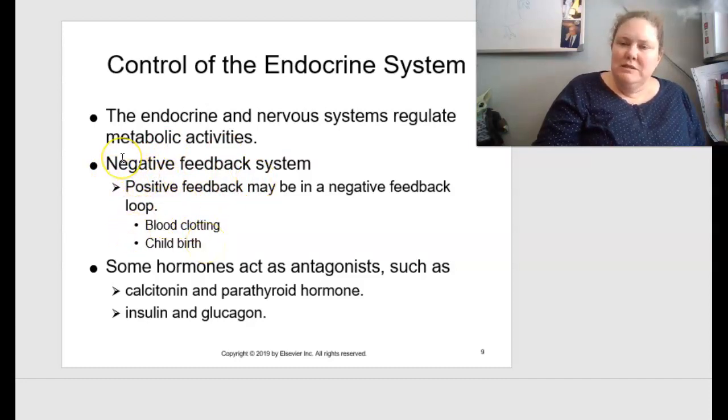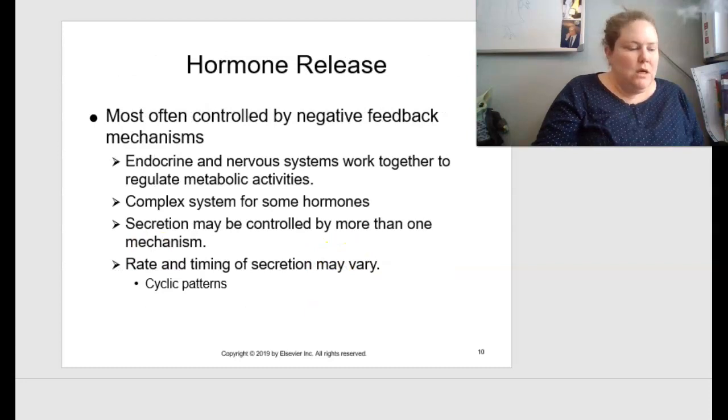The majority of things in the body do run off of negative feedback systems, but do know that there are a couple of exceptions and there are some examples of positive feedback. And some hormones can act as antagonists, like calcitonin and parathyroid hormone, as well as insulin and glucagon. Antagonist means they work against each other, right? Insulin tells your body, hey, look, we have too much sugar in the blood, pull some out and into storage, whereas glucagon is literally saying, the glucose is gone, the glucose is gone. So these are acting inversely of each other, or antagonistically. That's a good way to remember those.